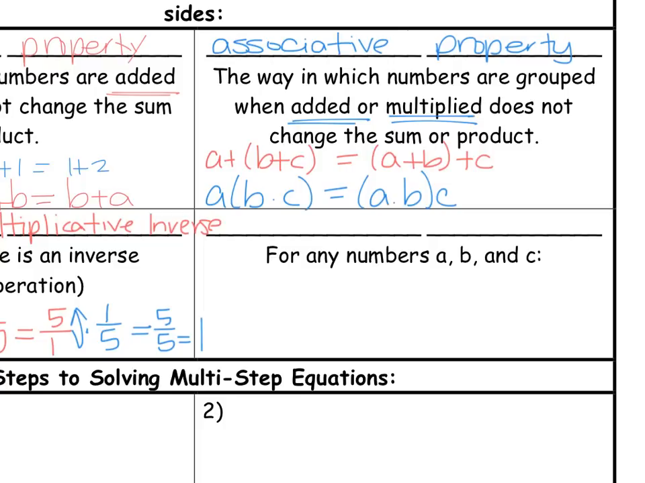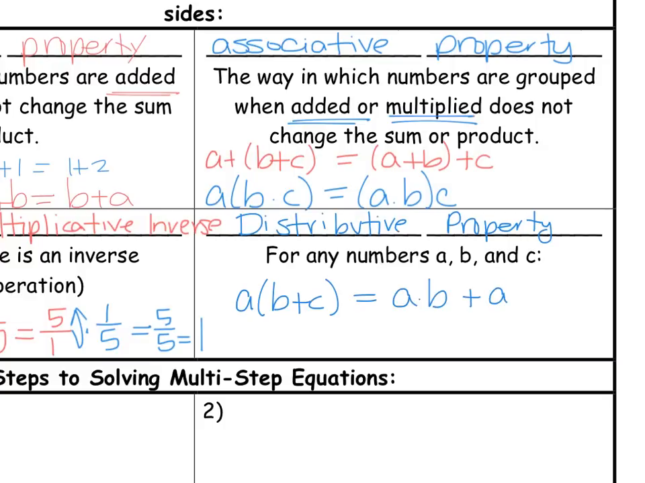And the last property is the distributive property. This is my favorite one. I'll say that about a lot of things in math. And distribute means just to pass out. So let's take some letters. If I'm multiplying A times the quantity B plus C, that's the same as A times B plus A times C.